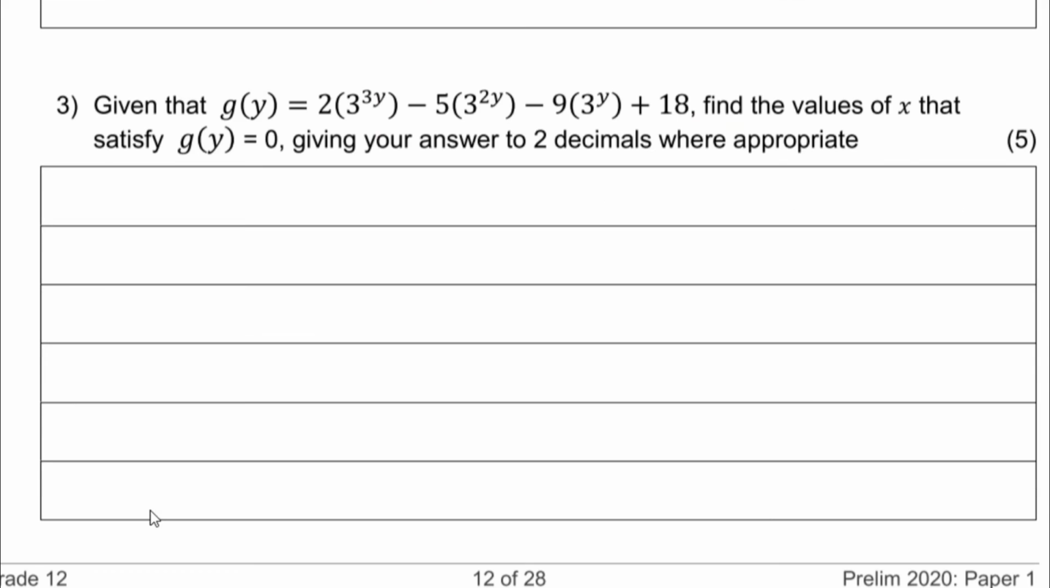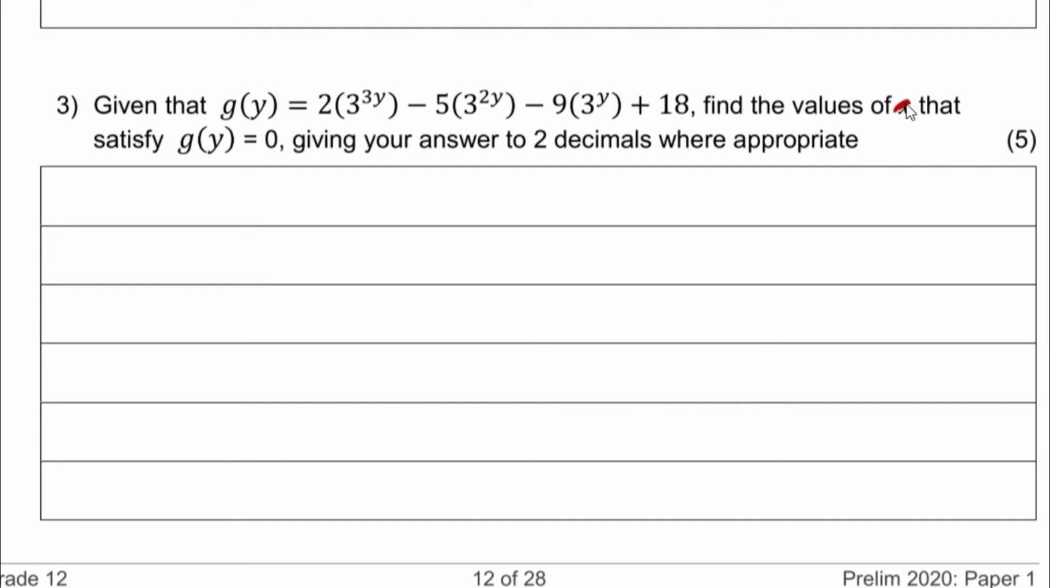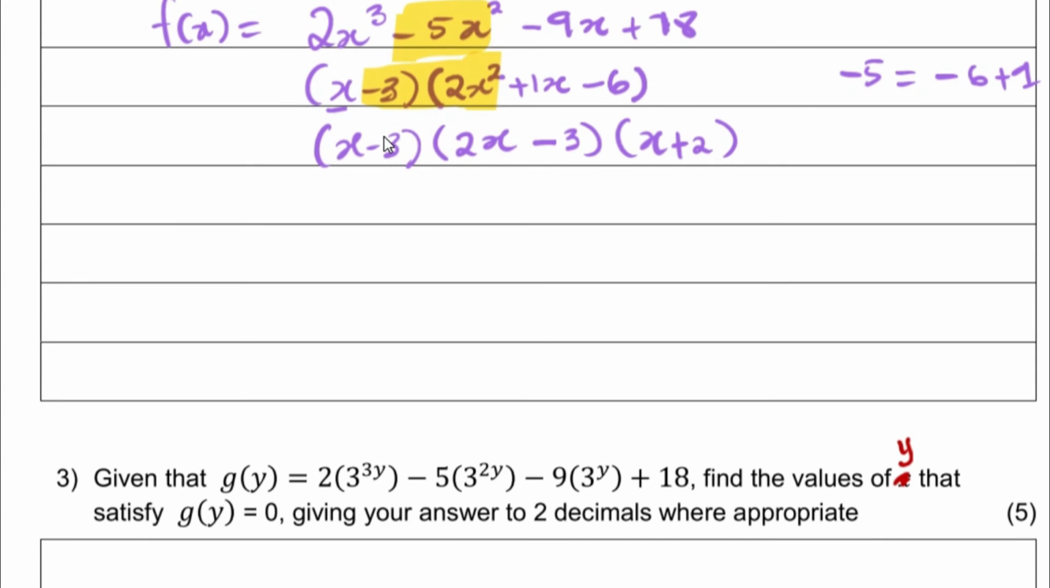Now part 3 says, given that g(y) is equal to this, find the values of x that satisfy g(y) = 0. Okay, so I think there is a mistake. This here should actually be the values of y to satisfy g(y) = 0. Now one thing that we'll notice in this is that this is the exact same equation as that. The only difference is that x has been replaced with this value that you see over there.